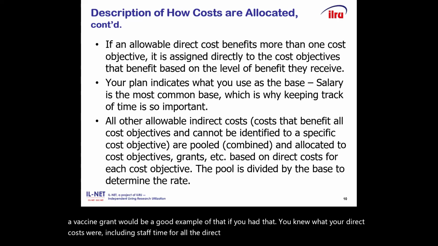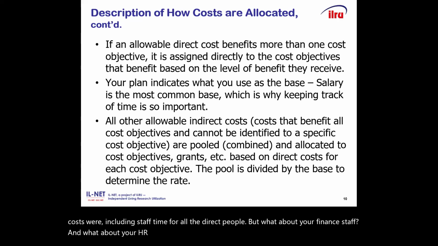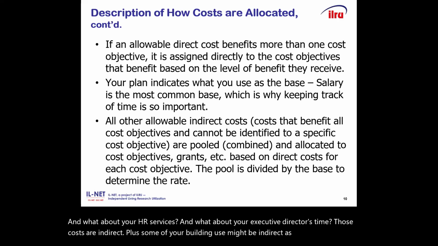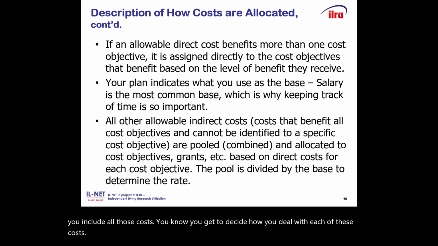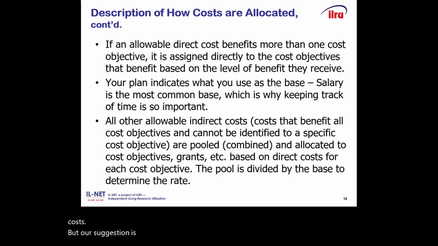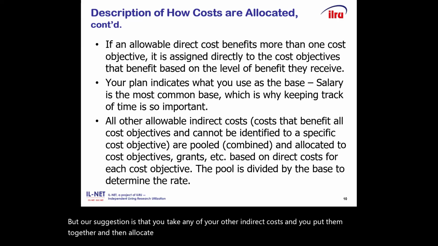But what about your finance staff? And what about your HR services? And what about your executive director's time? Those costs are indirect, plus some of your building use might be indirect as well. It's up to you whether you include all those costs. You get to decide how you deal with each of these costs. But our suggestion is that you take any of your other indirect costs and put them together and then allocate them back out, split them back out.